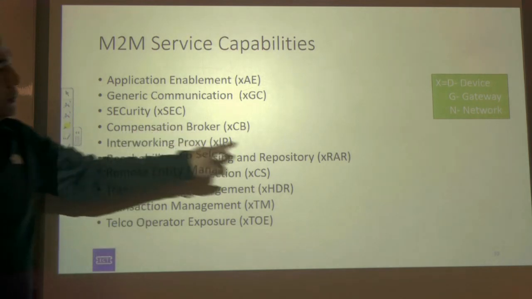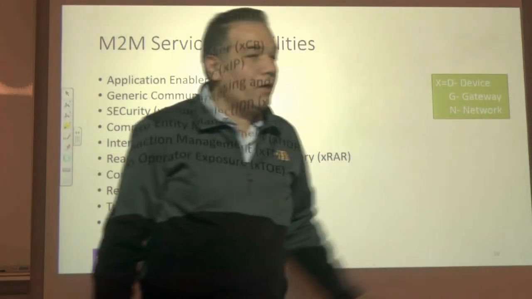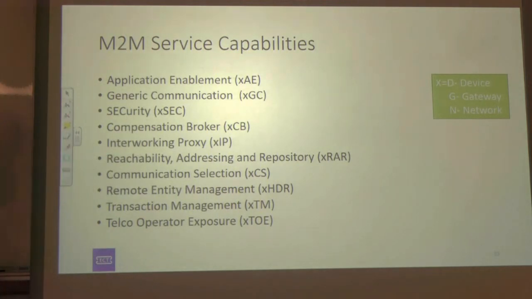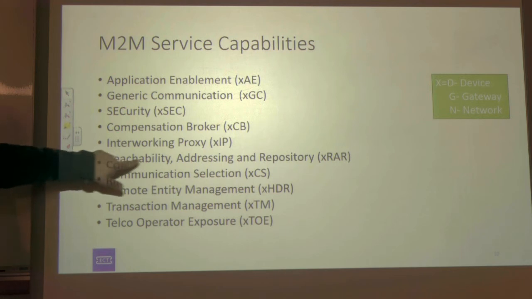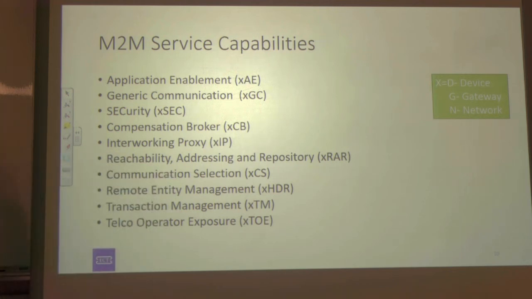Security is on the device, on the gateway, and the network. So how are we going to deal with security? Generic communication, application enablement, inter-network proxy, reachability, addressing. Okay, addressing. Each device, for example, has to have an address, has to have a name, has to have an ID, right?